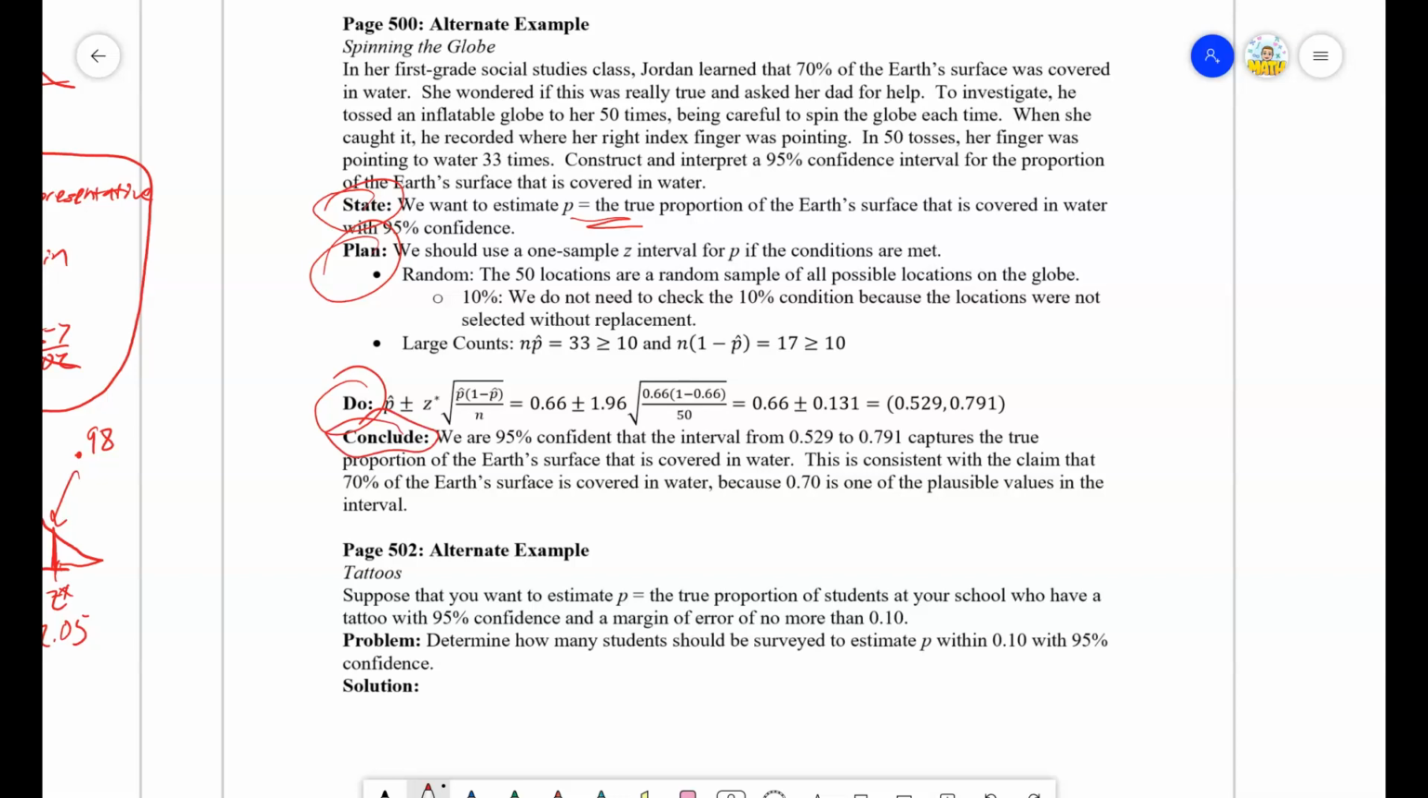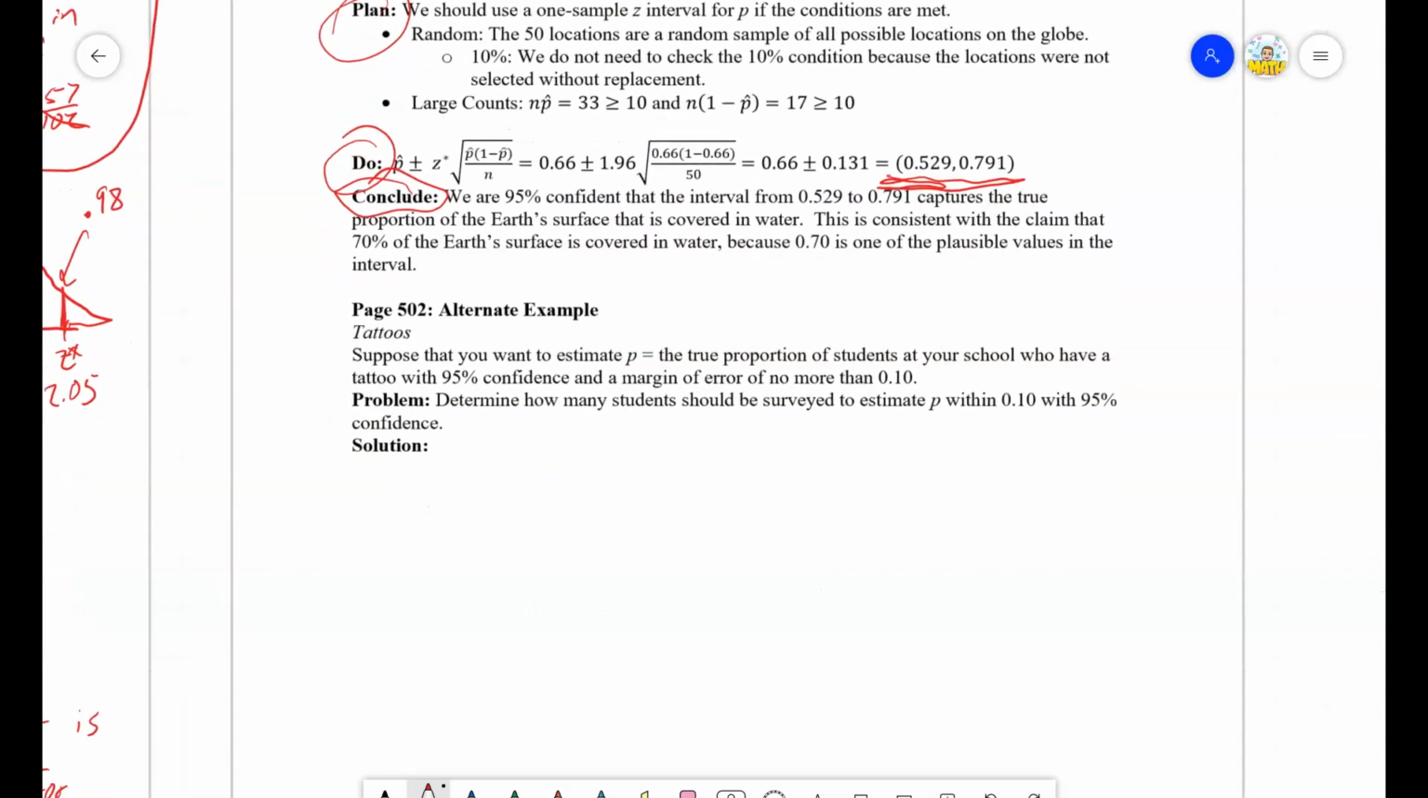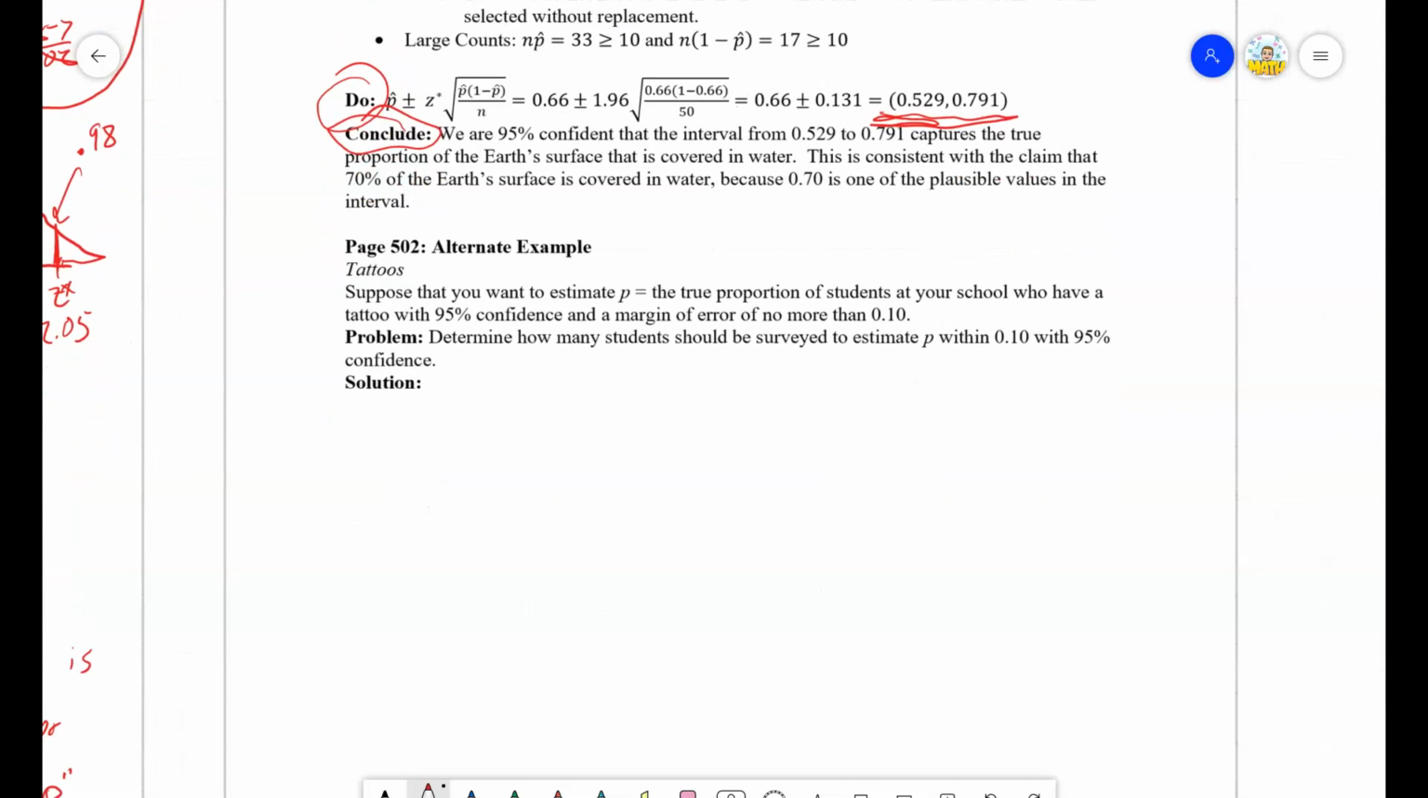This basically is my template, but they use the state, plan, do, conclude as their instructions. And then they come up with this interval, and you can see 70% lives in that interval. So it's a plausible value. It doesn't prove it by any means, but her confidence interval, her little experiment, her investigation here doesn't give any reason to doubt that claim.